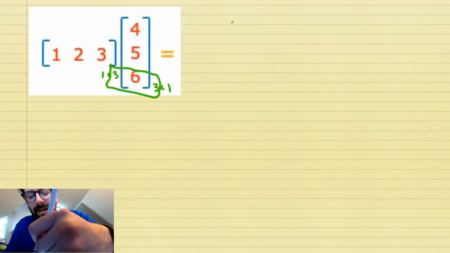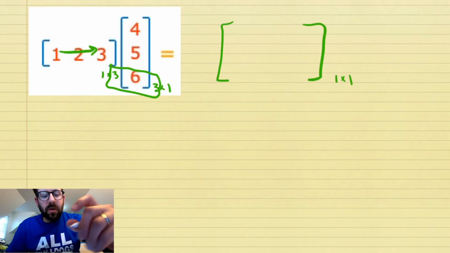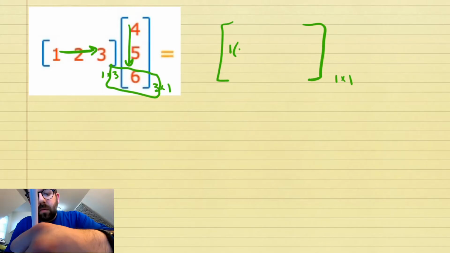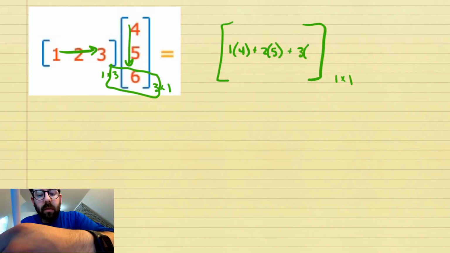Those are the outside numbers. So it's just going to be one entry, one number. It's going to be one digit. So row by column. That's how we do it. So first row, first column. Second row, first column. Third row, or third column. And third row. All right, there we go.